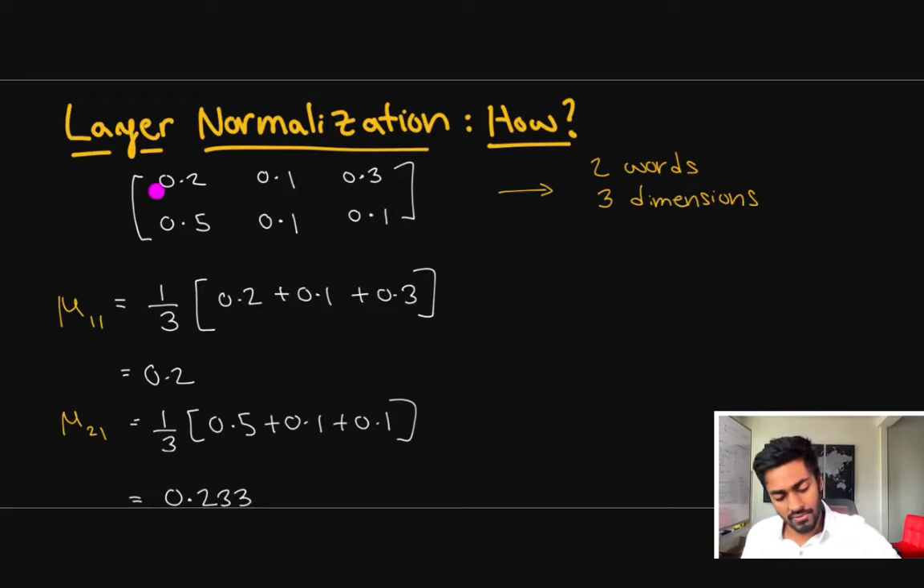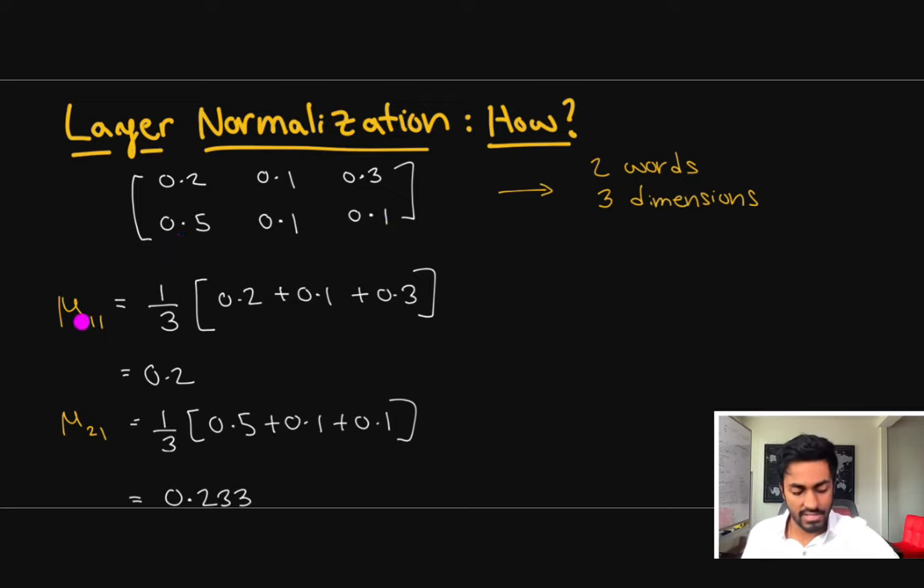Let's say that we have two input vectors. In this case, I've represented it as a matrix. You can see it's two words and each word is represented by three dimensions. Let's say that we want to perform some normalization, specifically layer normalization, for this matrix. To do this, we compute the mean and standard deviation across the layer.